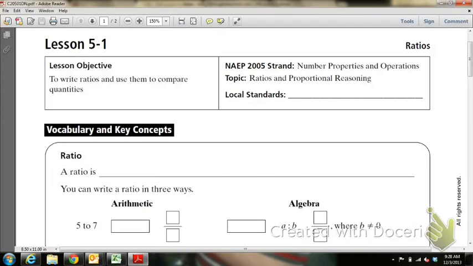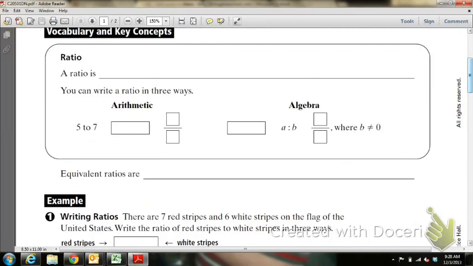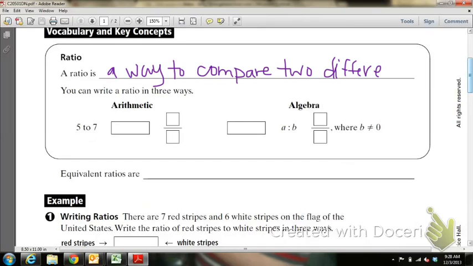In Lesson 5.1, we're going to talk about ratios. So first, let's talk about what a ratio is. A ratio is a way to compare two different items.